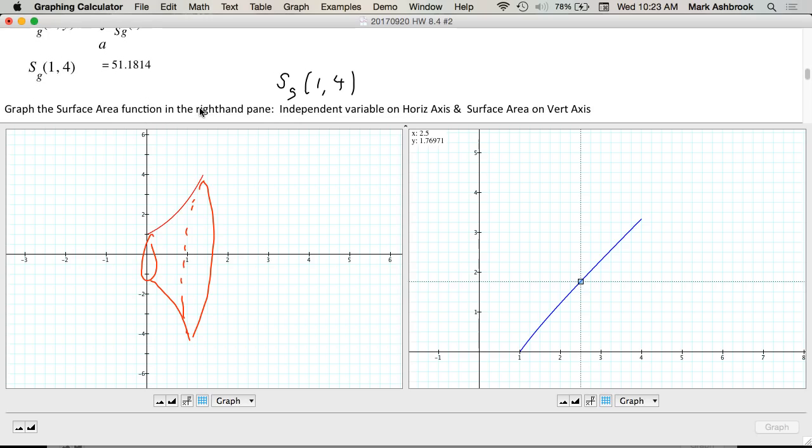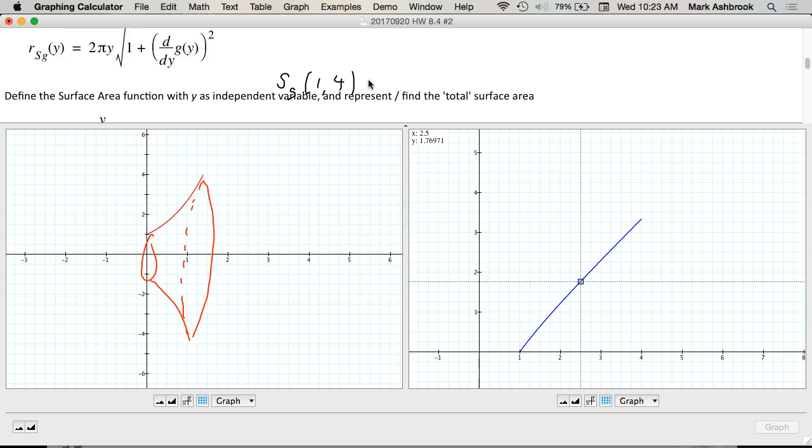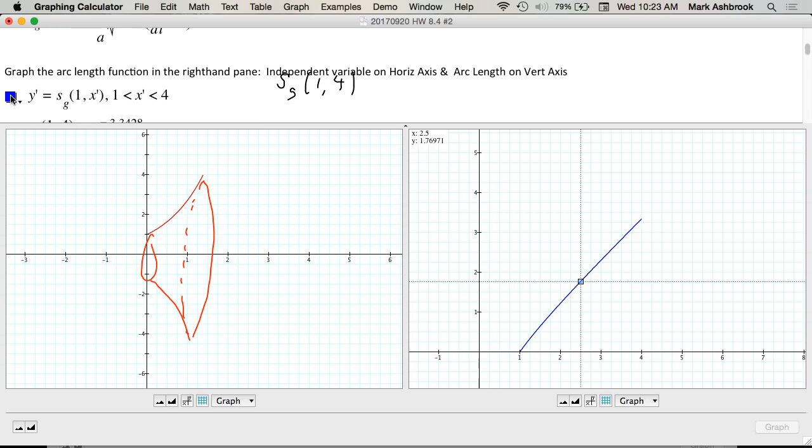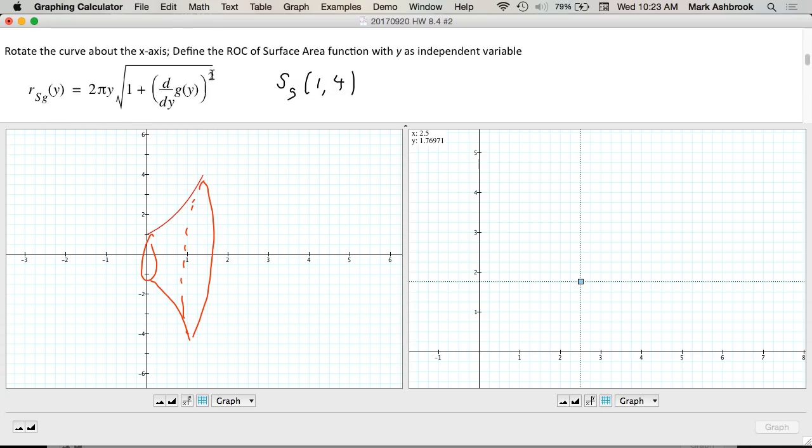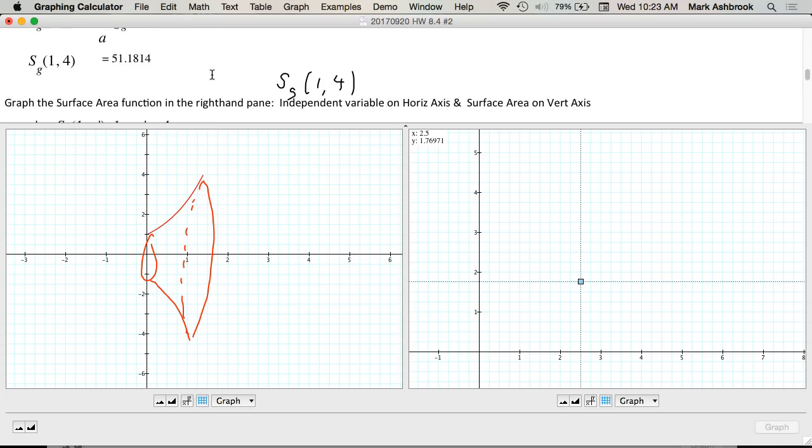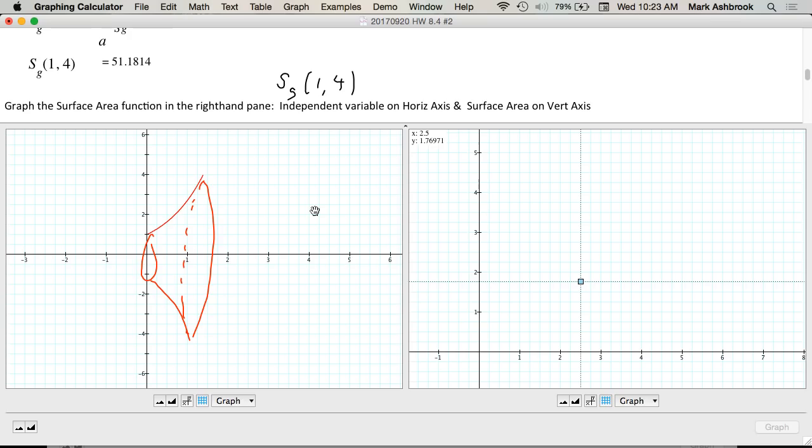Okay? Now I want to graph the surface area in the right-hand pane. I want the independent variable on the horizontal axis and the surface area on the vertical axis. This one was the arc length, so let's get rid of that one. Now I want to graph surface area, with my independent variable on the horizontal axis and surface area on the vertical axis. Go. Write it out. What will it be?